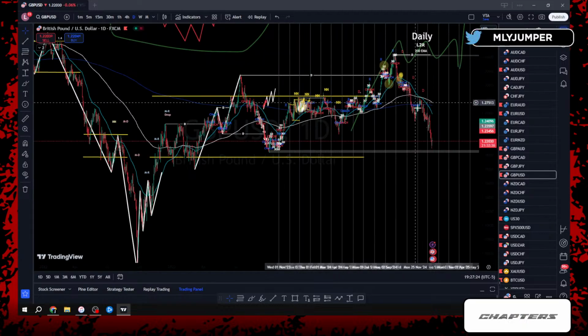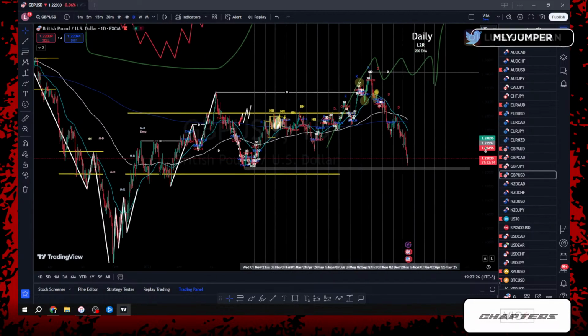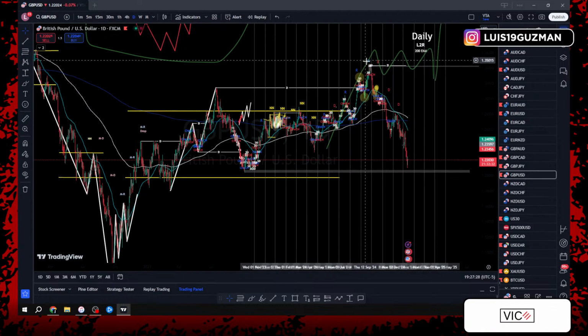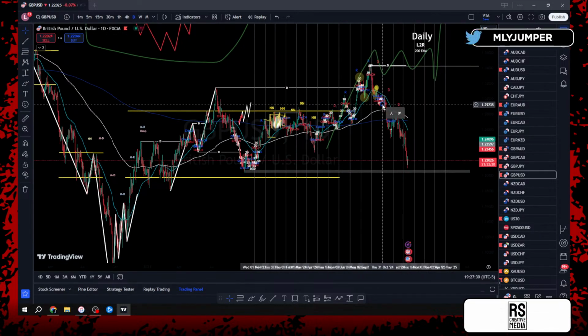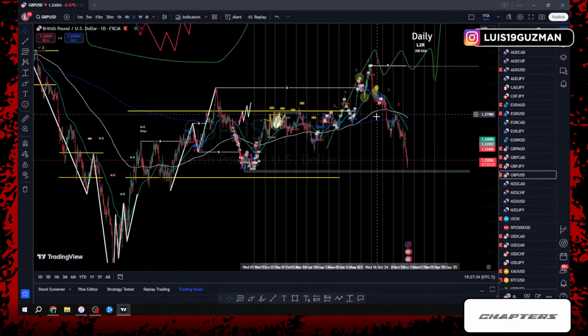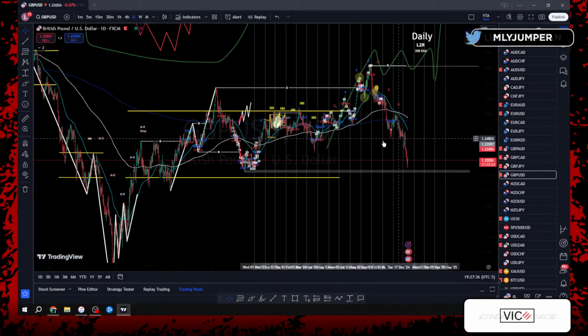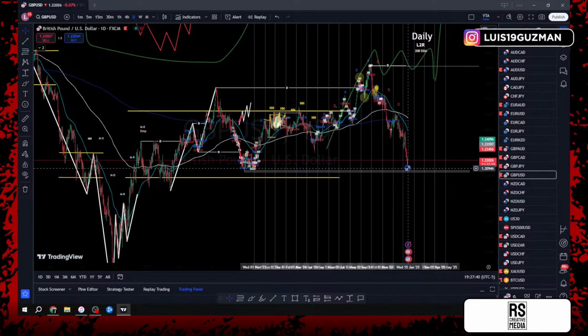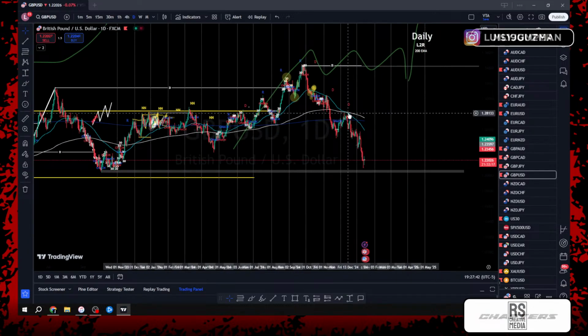And again, this goes right back to the question that we were asking since the beginning of the stream. How steep is the pullback going to be? Is the pullback just going to be a retest of the break of structure? Is it going to be a 50% retracement? Or is it going to be what it looks like now, a 78-80% fib retracement? Right? Price is still making lower lows and lower highs.